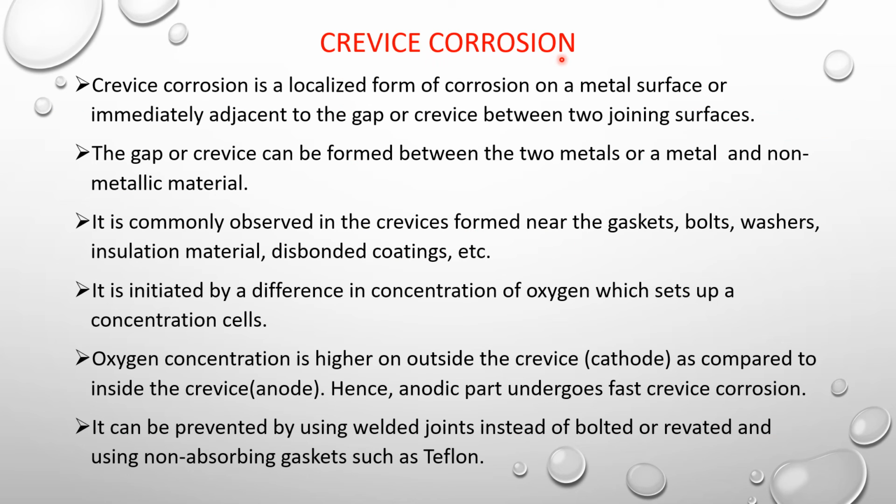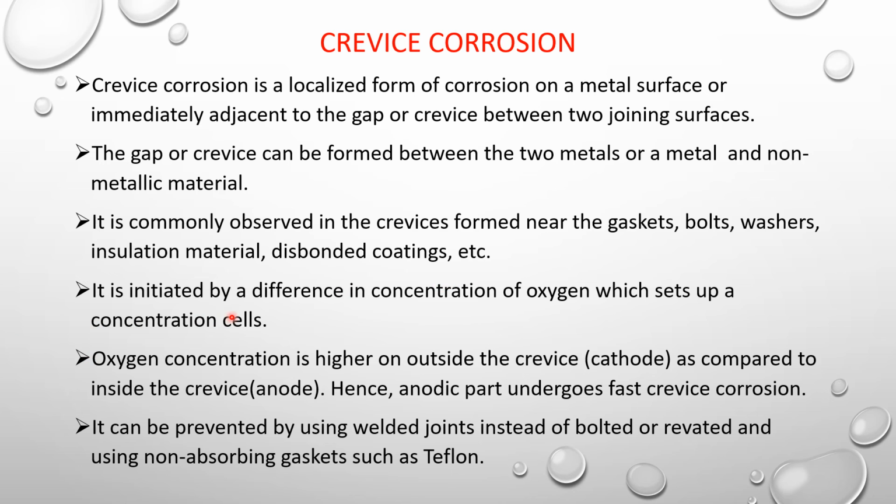Third type is crevice corrosion. Crevice corrosion is a localized form of corrosion on a metal surface at or immediately adjacent to the gap or crevice between two joining surfaces. The gap or crevice can be formed between two metals or a metal and non-metallic material. It is commonly observed in the crevices formed near gaskets, bolts, washers, insulation material, disbonded coatings, etc.